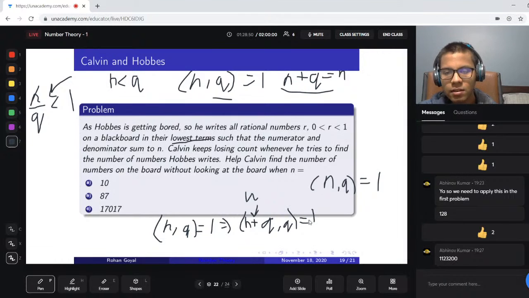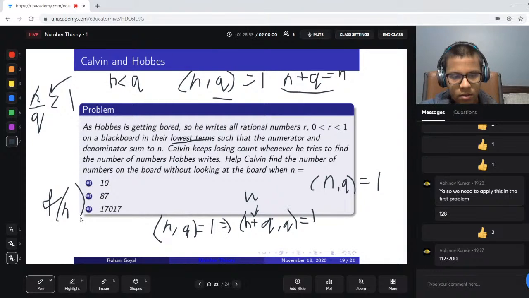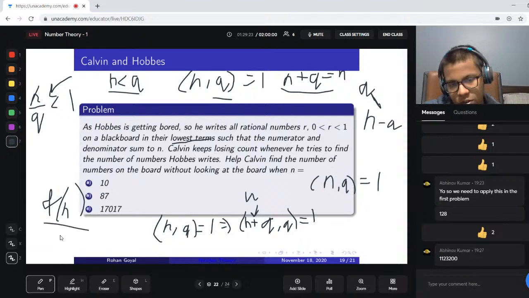How many such numbers are there? We have said that is phi of n, right? But q is also larger than p. So it cannot take half of these values. It cannot take the smaller value, right? If it's q, then it can't be n minus q as well. So it has to be one of these values. So our answer is phi of n over 2. Phi of 10 is 4. So half of that, the answer, is 2. Phi of 87 is 56. Half of that is 28.